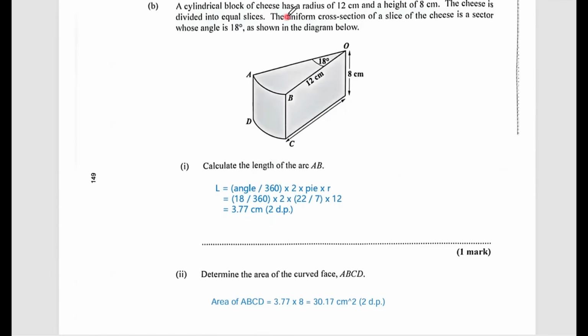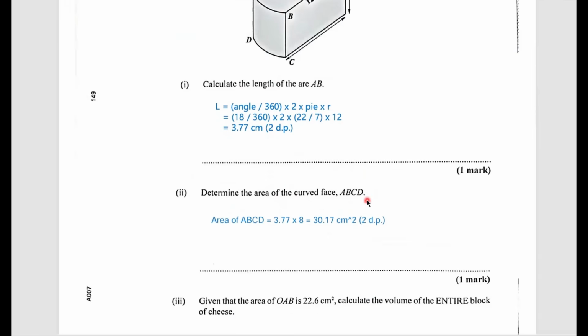So a cylindrical block of cheese has a radius of 12 cm, height of 8 cm. The cheese is divided into equal slices. The uniform cross section of the slice of the cheese is a sector whose angle is 18 degrees, shown below. Calculate the length of the arc AB. Length of arc AB. Again, it's the angle over 360 by 2 pi r. So it's 18 over 360 by 2 by 22 over 7 by 12. And you get 3.77 centimeters to 2 decimal places.